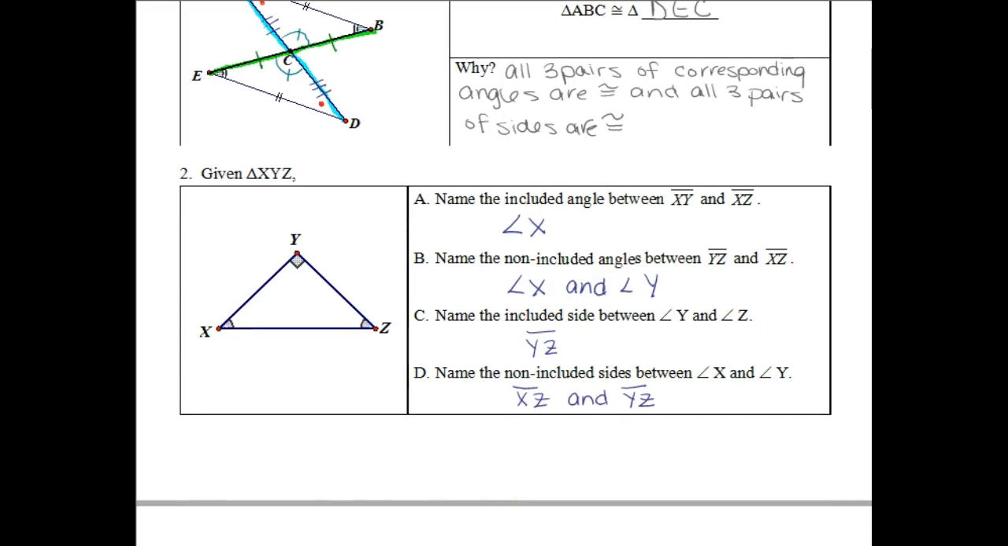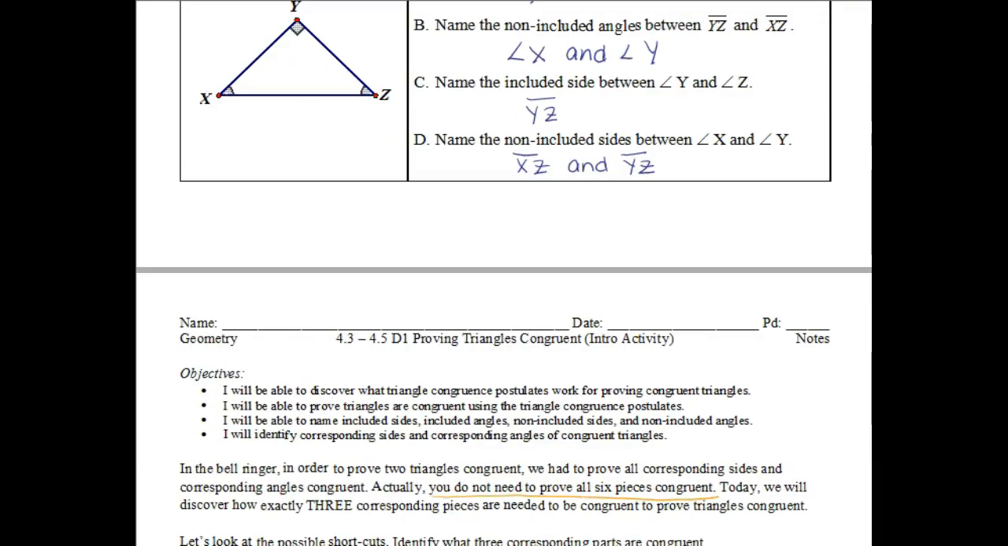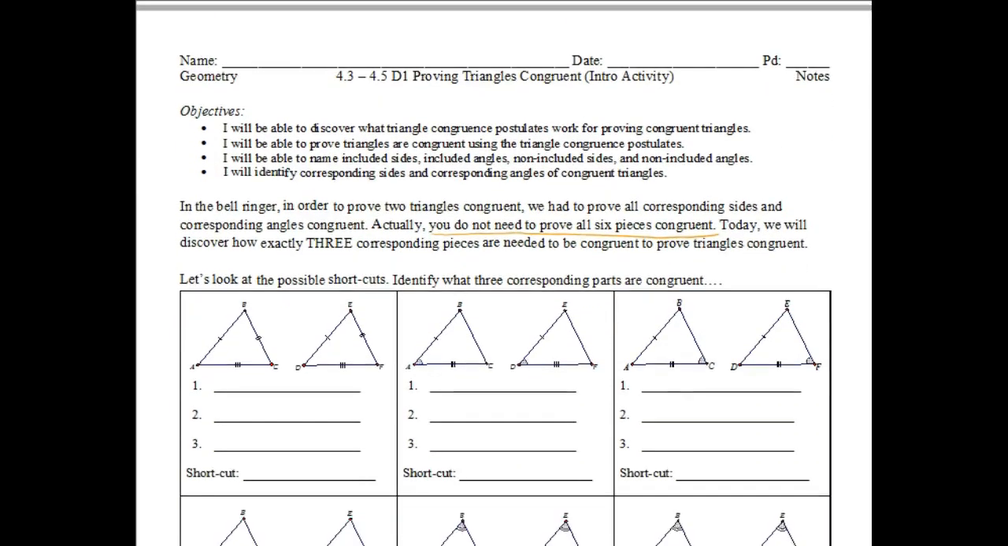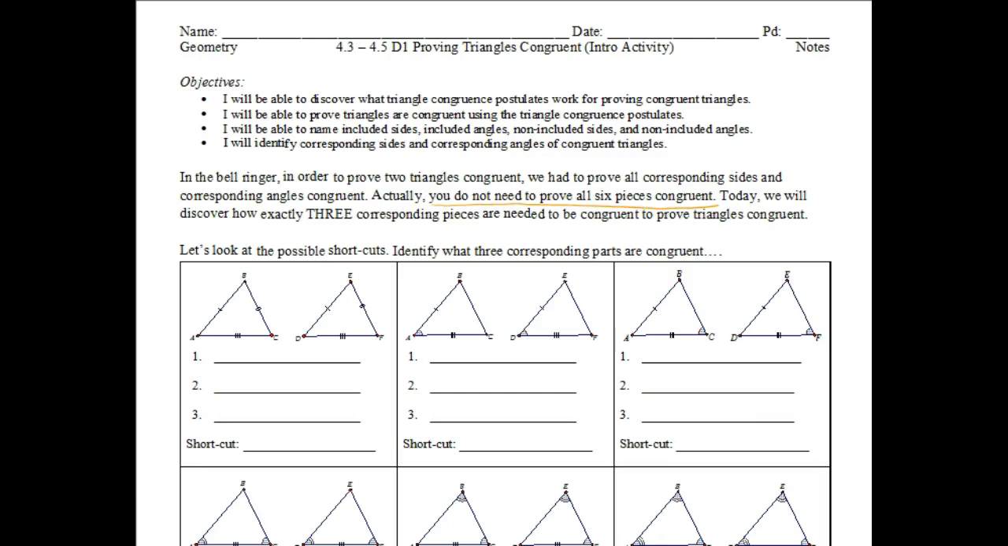Let's take a look at our notes for today. For our notes, we have a lot of objectives, as you can see, but in summary, you don't really need all 6 pieces to be congruent in order to say that two triangles are congruent. We have shortcuts. So we are going to look at the possible shortcuts right now. Then, when you do your GeoGebra activity, you will discover which shortcuts actually work.